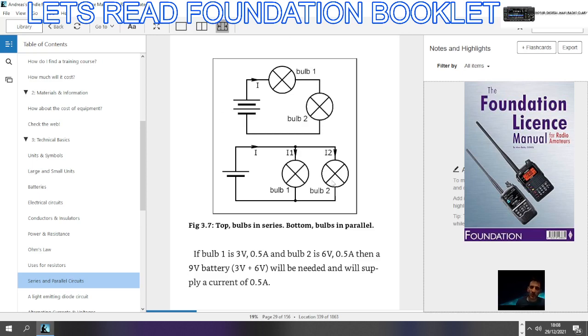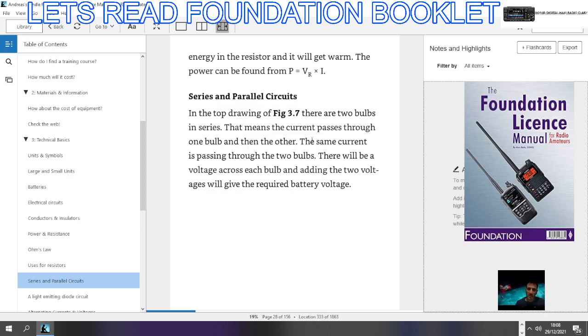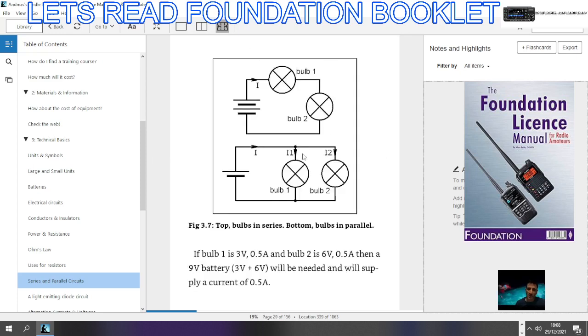Have a look at this diagram. Read that back through, pause it, give you an idea of what they're talking about. Top bulbs in series, bottom bulbs in parallel. So you can see how in the top bulb it's a series, and the bottom one you've got parallel.